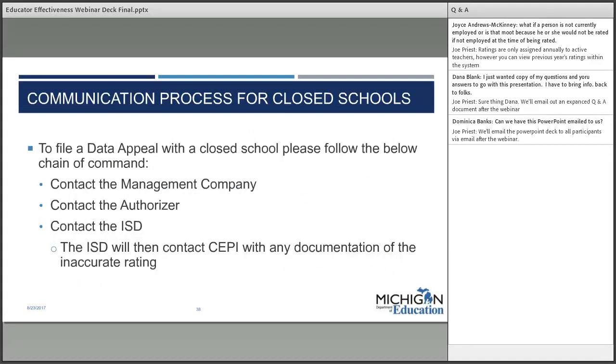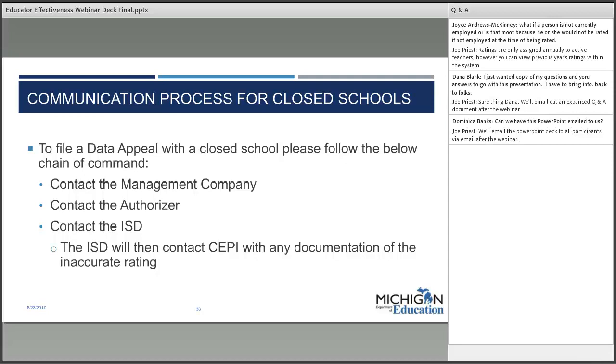So we have had this question several times already today of what happens when you have an appeal to be submitted for a district or school that has closed. Typically this is occurring with PSA districts. So if your former district that is a PSA has closed and you find that there's inaccurate educator effectiveness labels tied to your MOEX account, this is the chain of command that we would request that you follow. Your first step would be to contact the management company and or the authorizer of that PSA district. They should be retaining all of the records and paper files from that district.